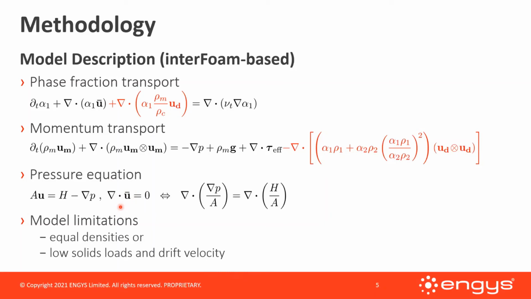However, you should note that the set of equations is formulated exactly like interFOAM, so the barocentric velocity and the volumetric velocity are used interchangeably. As such, the model in this form is actually inconsistent, leading to model limitations. Mainly, the numerical model is only valid for either equal density flows or flows of low solid loads and drift velocity. In the here considered range of applications, however, the second condition is fulfilled.